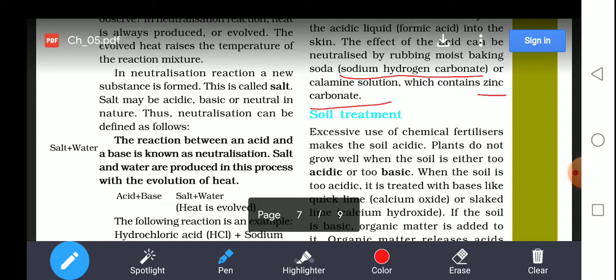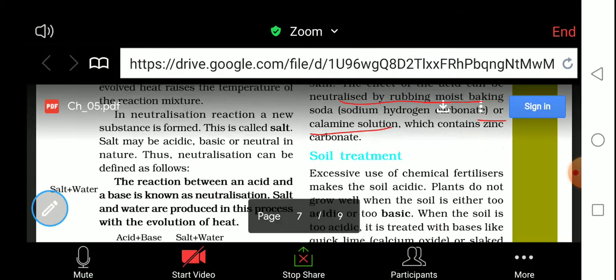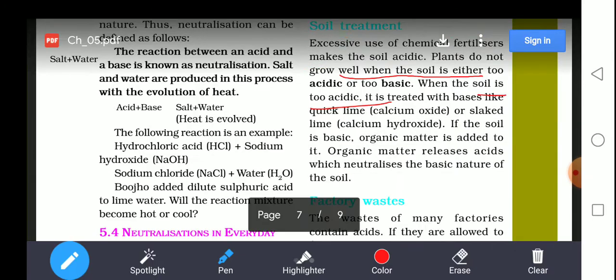So when the soil is too acidic, it is treated with a base like what? Treated with a base like quick lime. Quick lime, also known as calcium oxide. You have to underline it. You have to learn. You have to remember these names. These are very highlighted names. If the soil becomes too acidic, how is it treated?